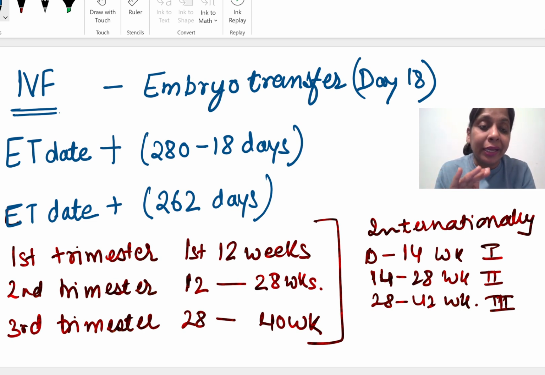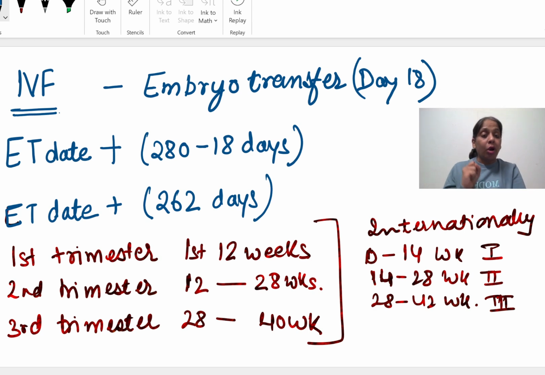It will be 8th July. Yeah, it will be 8th July. Now from 8th July we have to minus 18, so it comes to be 20 June. 20 or 21 June, right? So this is how we calculate the EDDs in different scenarios. We know how to add 280 days, so whether we have to minus or plus days, accordingly we do it.